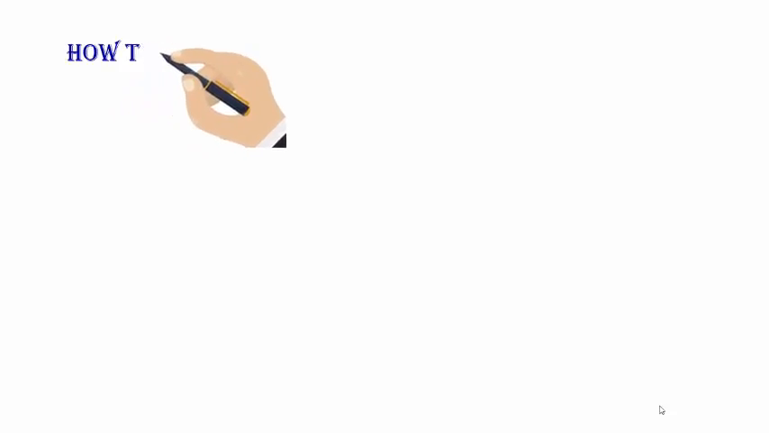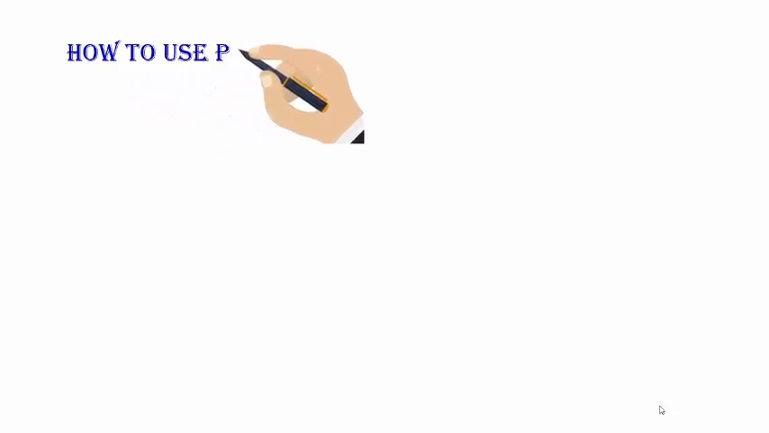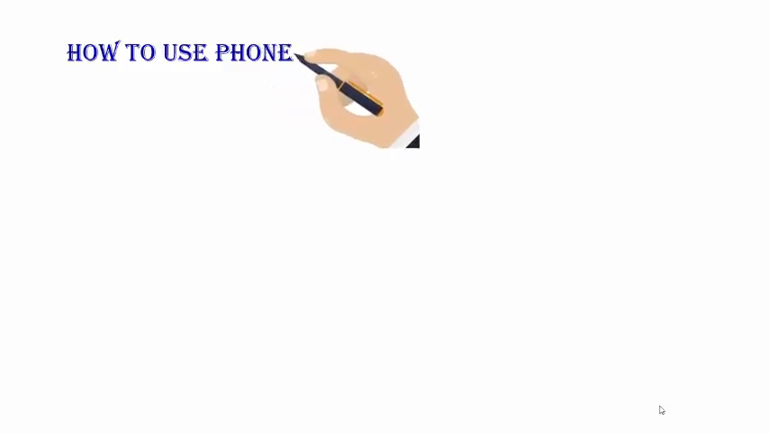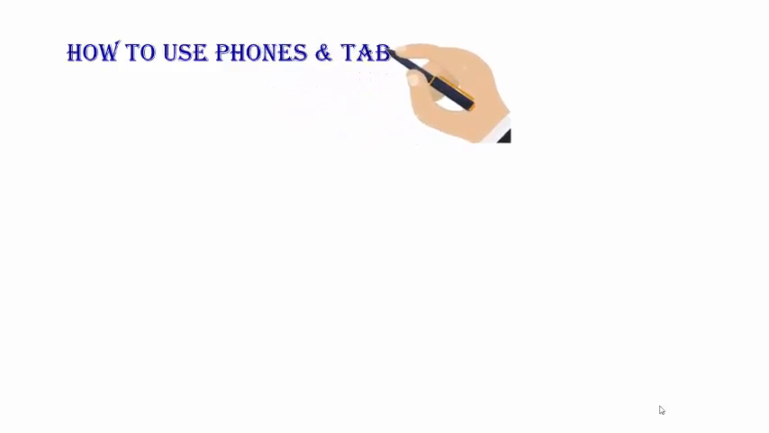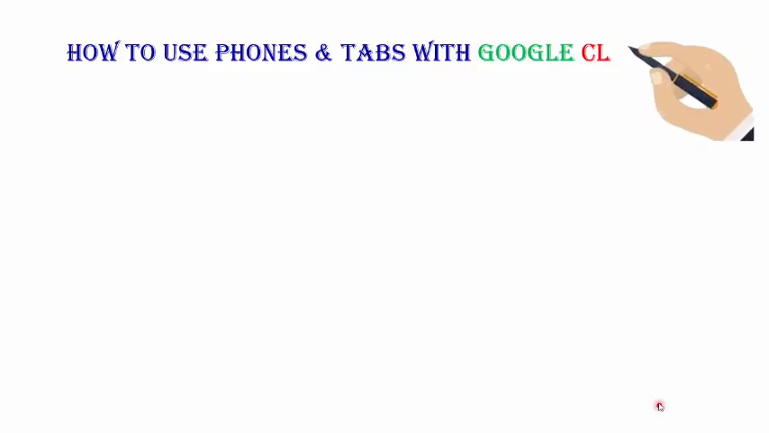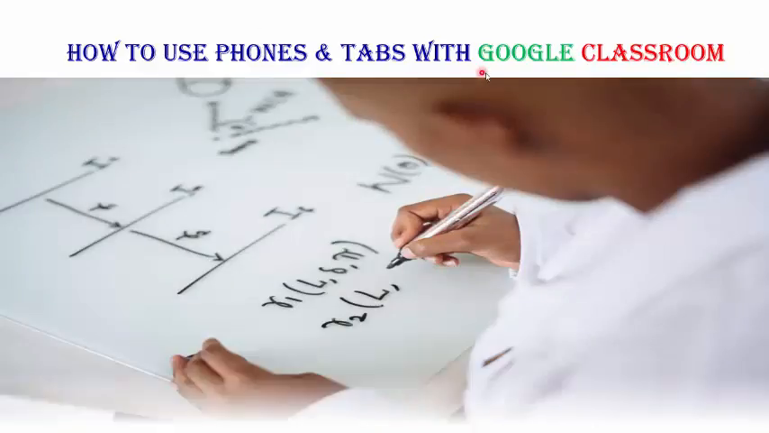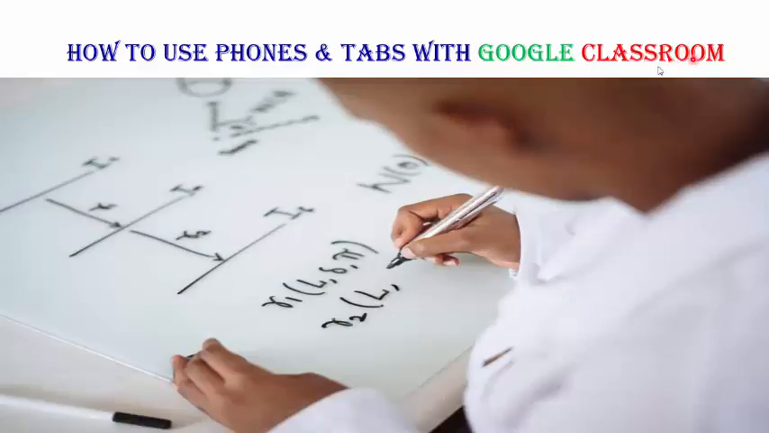In this presentation, I'll be speaking on how to use phones and tabs with Google Classroom. The first thing that will be required is to be sure that in settings, the Google app has been installed. That is, we have to go to settings and install Google, set up a Google account.